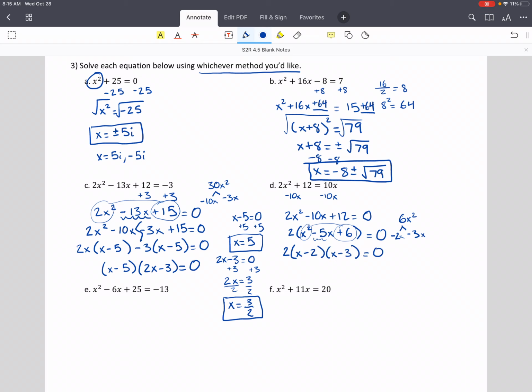And because of the zero product property, I have a bunch of stuff multiplying to be 0, which means that either x minus 2 is 0 or x minus 3 is 0. So I get x is positive 2 and x is positive 3 as my solutions.